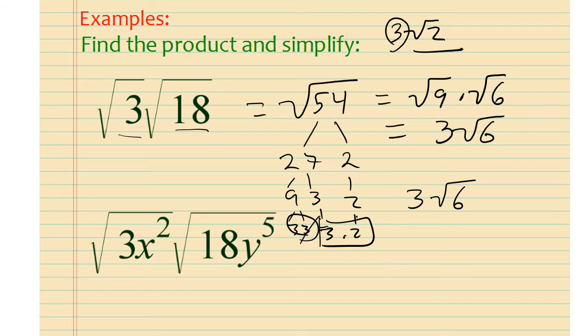All right, the one at the bottom here, again, I want to get it all into one radical. I can multiply the numbers together. 3 times 18 is 54. I got x squared and y to the 5th.